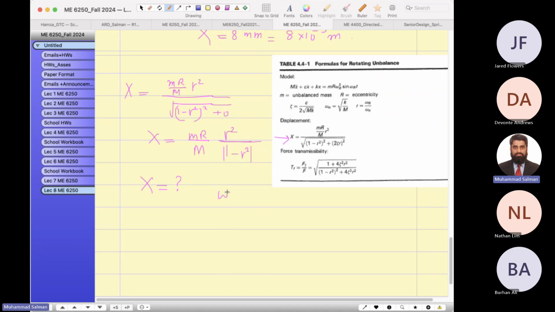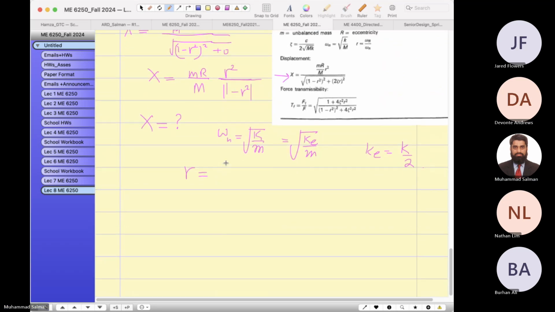So what will happen? Omega n equals square root of k over m, where k equivalent equals k over 2. So what will happen to r? R is the rotating speed divided by the natural frequency, which is 17.